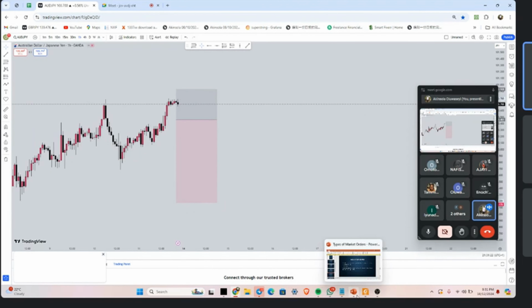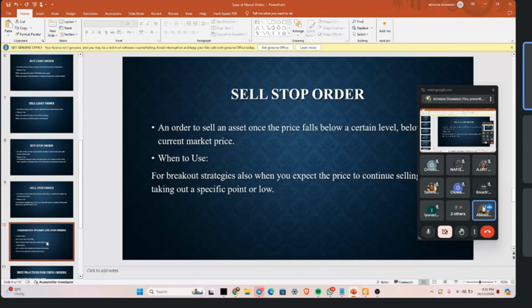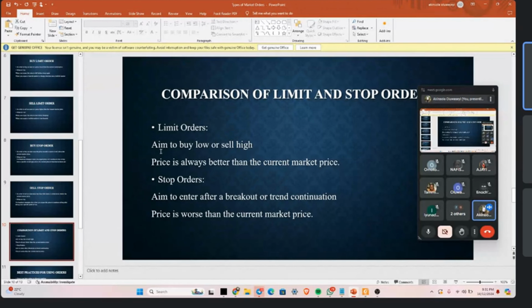All right. So next on the list is a little bit of comparison between limit and stop orders. For a limit order, you aim to buy low or sell high. That is, if you are buying, you are looking for a price lower than the current market price. If you are setting a sell limit, a price higher than the current market is preferred. So the price is always better than the current market price. Do you get that?